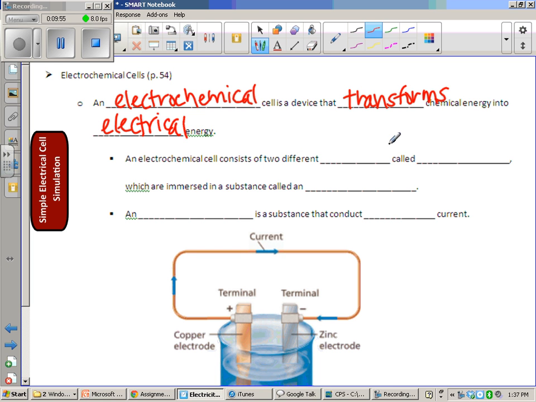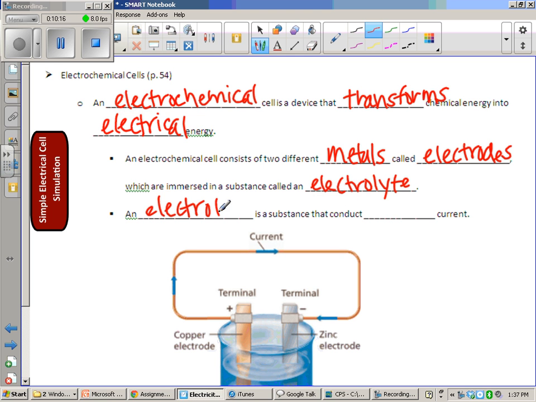Okay. An electrochemical cell consists of two different metals called electrodes, which are immersed in a substance called an electrolyte. Okay. An electrolyte is a substance that conducts electric current. So think about Gatorade. Gatorade has electrolytes. You know, Gatorade's a liquid. Well, the electrolyte is the liquid part.